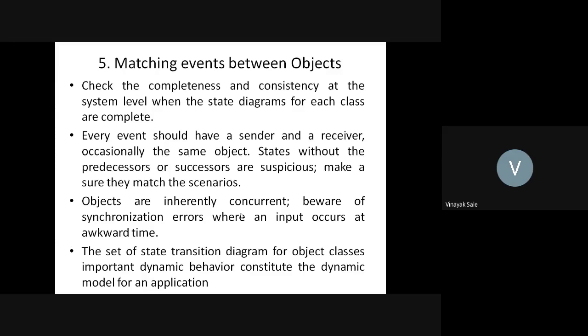So check the completeness and consistency at the system level when the state diagrams for each class are complete. Every event should have a sender and a receiver. Occasionally, the same object is both. States without predecessors or successors are suspicious. Make sure they match the scenario.